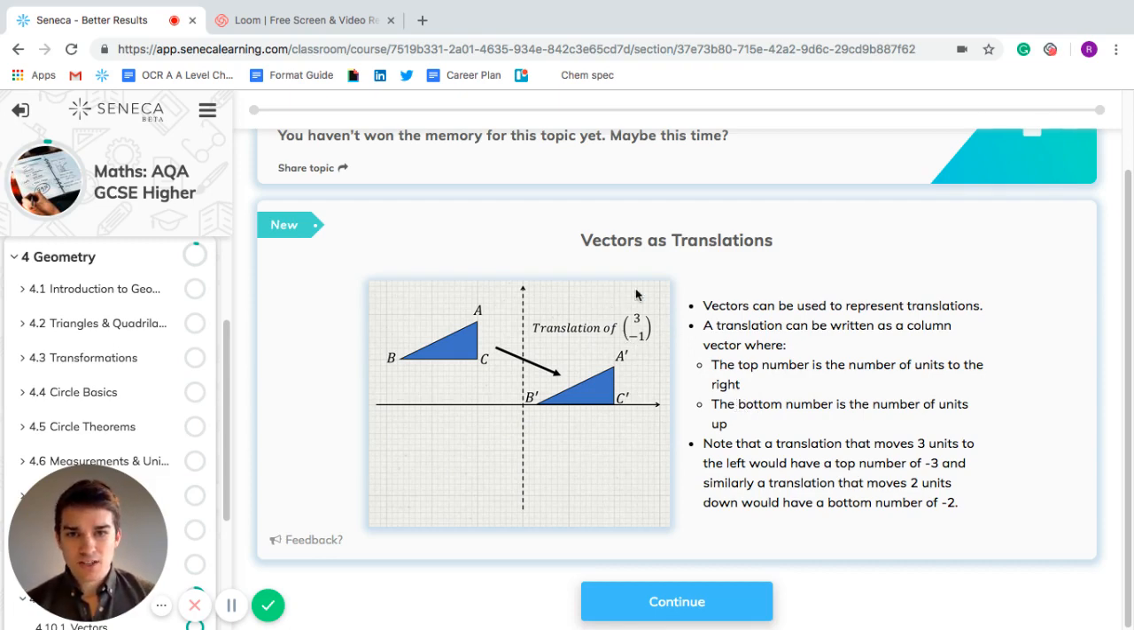So for example, this translation here would move the shape 3 coordinates to the right and 1 down. So if we take point C here, it would go 1, 2, 3 across to the right in the positive direction and 1 down in the negative direction. And then that shape would move to there.